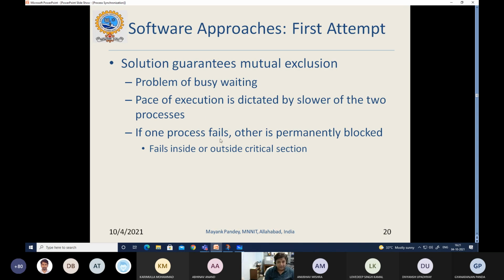If one process fails, the other is permanently blocked. Wherever it fails inside the critical section, we don't care, because that's not a precondition for us. But even if one process fails outside its critical section, the other process will be permanently blocked. Suppose initially it has failed, then it will not be able to change the turn variable, and the other process will be permanently blocked. So this was the issue in the first approach.